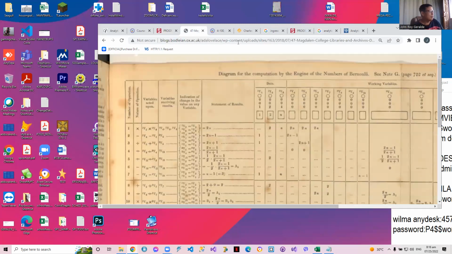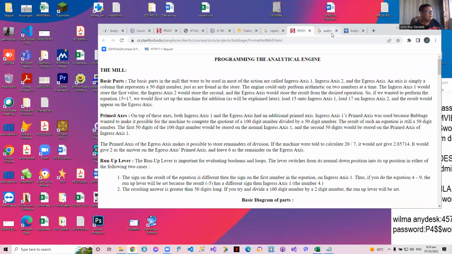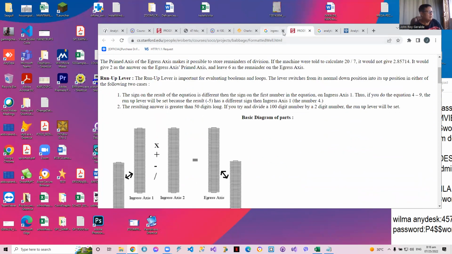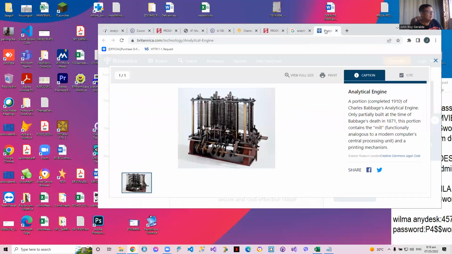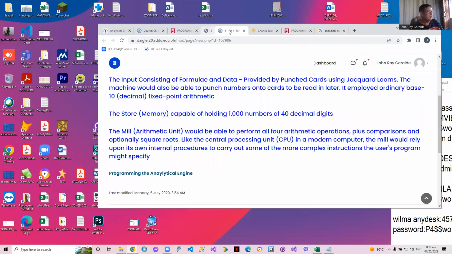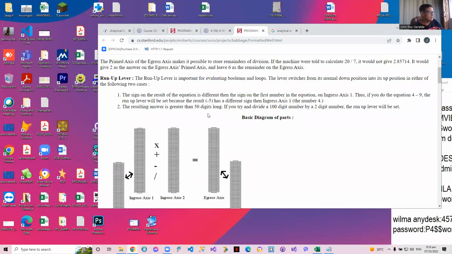How do we program it? Oh, it's already here, it's up above. I'm sorry. Let's look at this. It's already here. It says so in the same document.